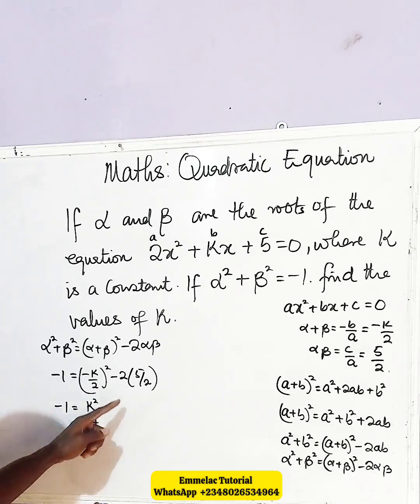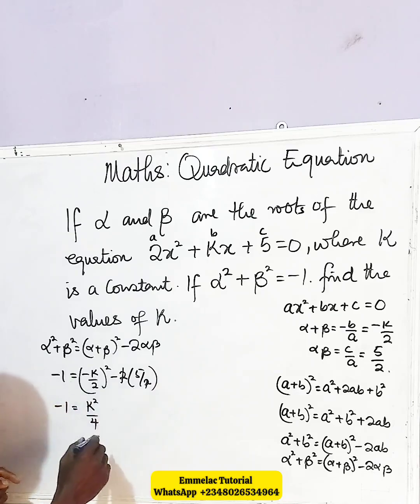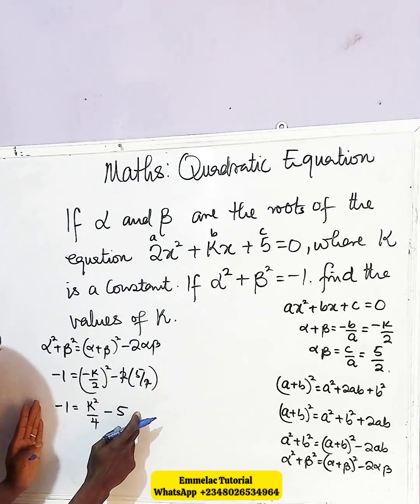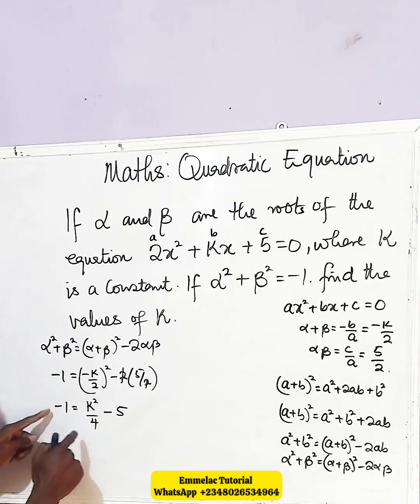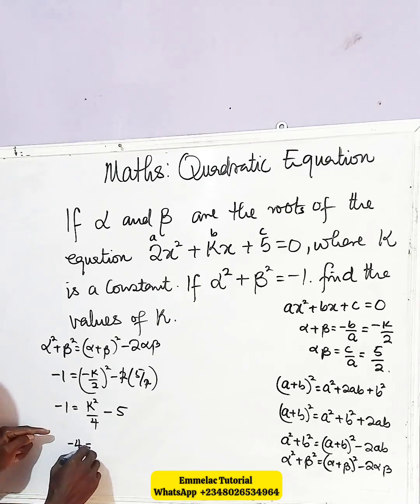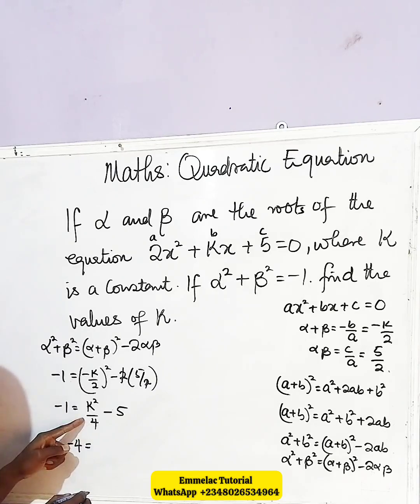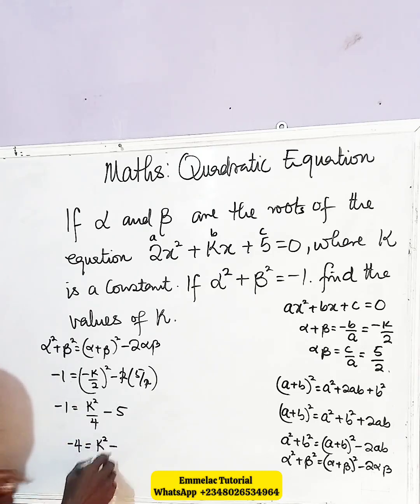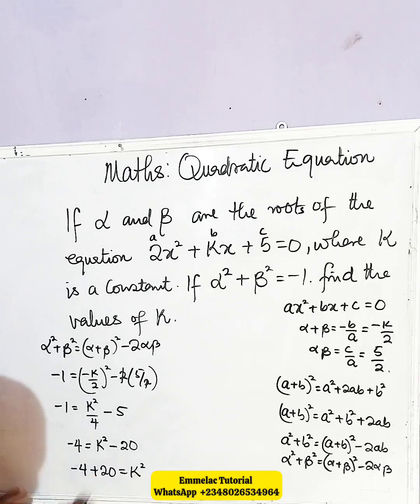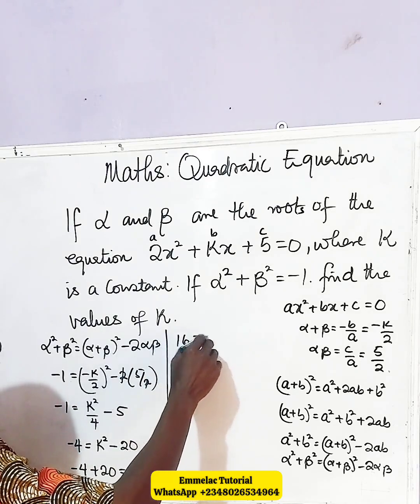Right? Now at this point, these two, we undo these two, and we're left with 5. Now let us multiply both sides of the equation by 4. By doing that, 4 times minus 1 gives us minus 4, equals 4 times this fraction, which gives us k squared, because the 4, we undo the denominator, then minus 4 times 5, which gives us 20. Now let us add 20 to both sides. By adding 20 to both sides, we have minus 4 plus 20 equals k squared. So at this point, we can add this, 16 equals k squared.